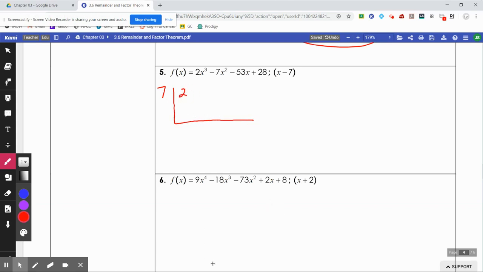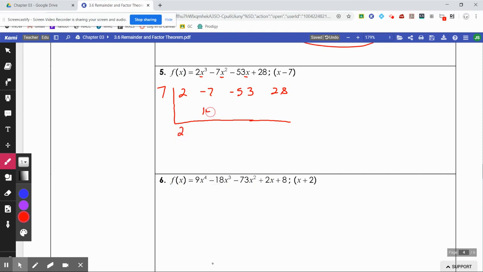Division by 7, it says x minus 7 is a factor. So we have 2, -7, -53, and 28. And we are using the factor theorem. And there's another way we could have done the factor theorem. If you wanted to, you could have actually plugged a 7 in for all these. When you plug in a 7, you're going to get 0. But it's much easier to use synthetic division, because then we can actually use that to break it down.